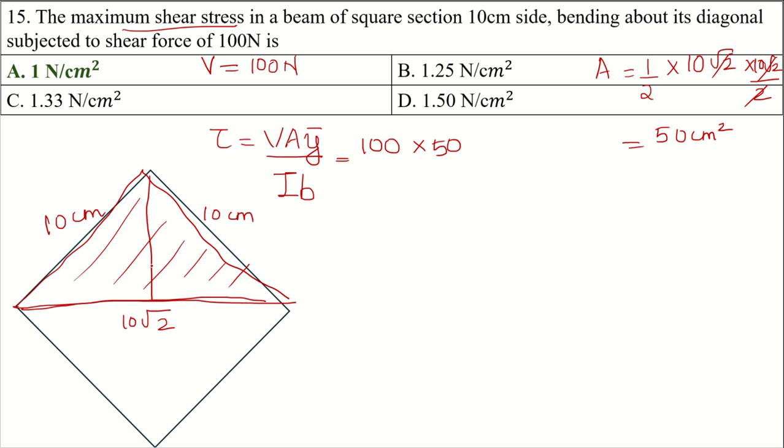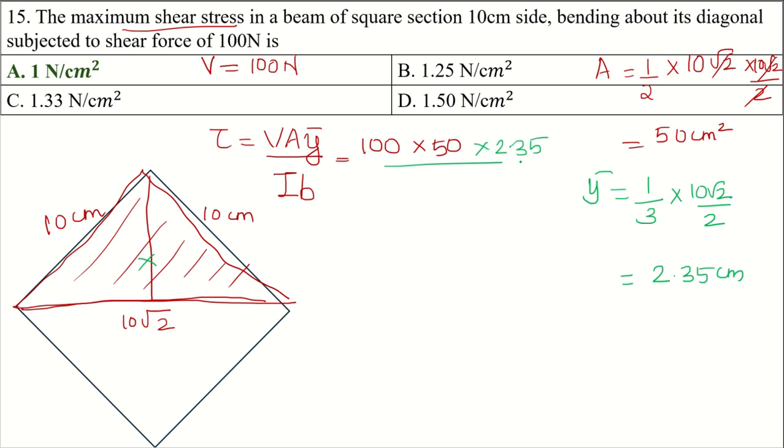Y bar is the distance of the centroid of the section above the neutral axis. Then y bar will be 1 by 3 of 10 root 2 by 2, that is y bar is around 2.35 centimeters.